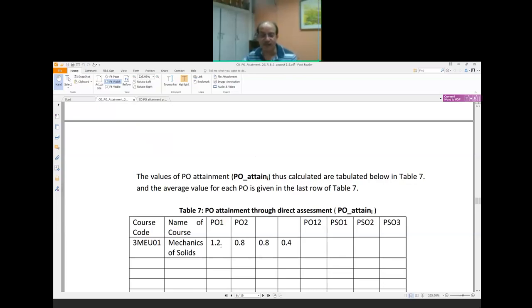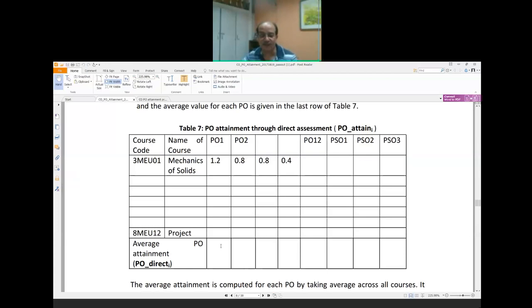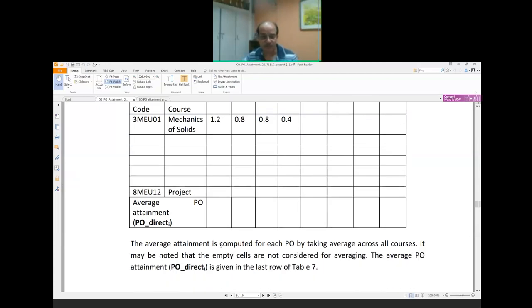And based on whatever is my course attainment, I'll work out the program attainment corresponding to that.